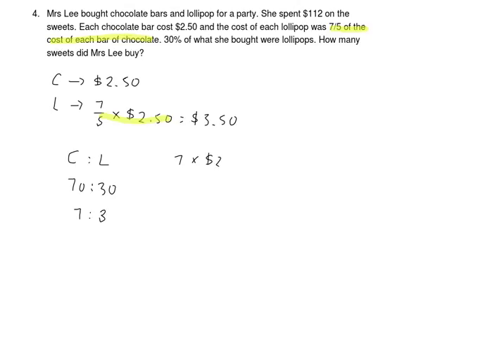plus 3 times $3.50, right? And what would that give me? $28. Okay. So $28 is the cost of 10 sweets. Correct? $28 is the cost of 10 sweets, of which 7 is chocolate bar, 3 is lollipop. But we know that she did not spend just $28. She actually spent $112. So knowing that, what is the next step, Jack?